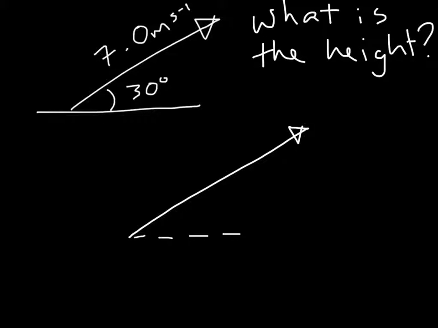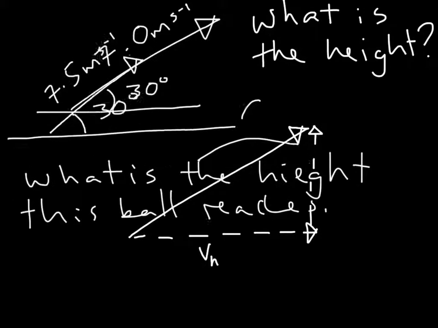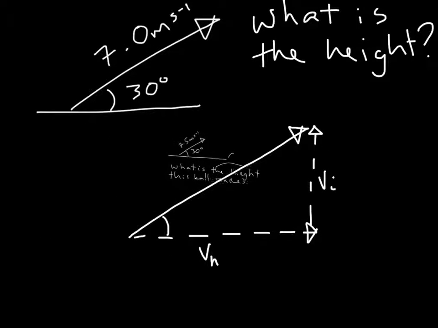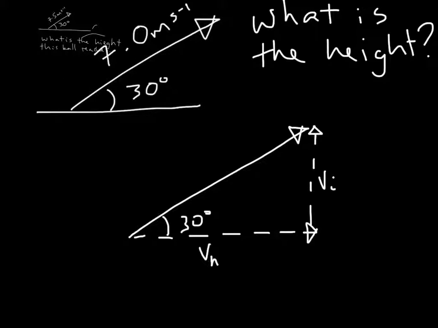Here is my horizontal component, and here is my vertical component. I'm just going to label them. There is the horizontal component, and this is my initial vertical component. Now, I'll put the angle in here, 30 degrees, and I've got to label the magnitude of this. We know what that is, the hypotenuse here. It's 7 meters per second.